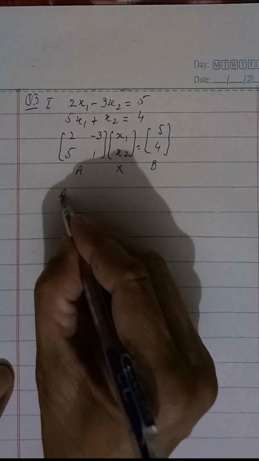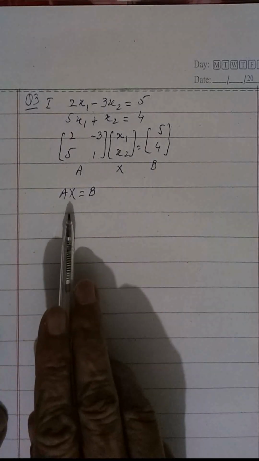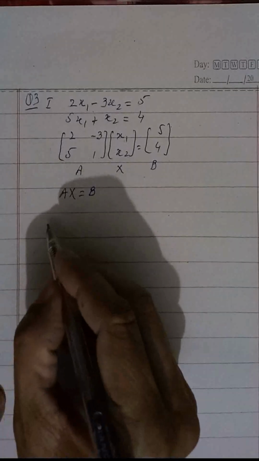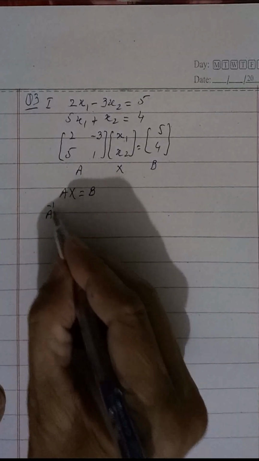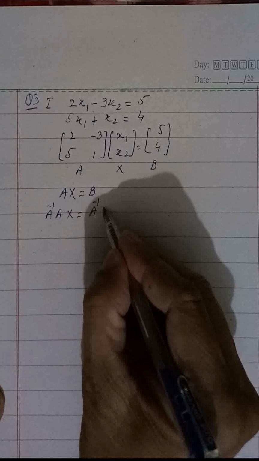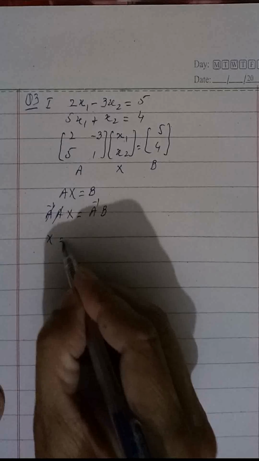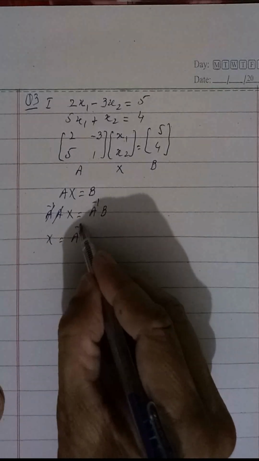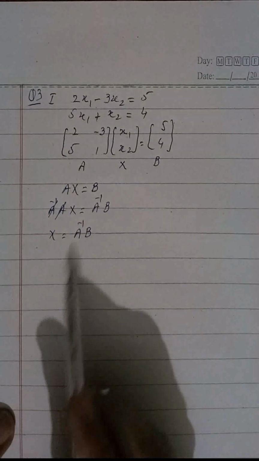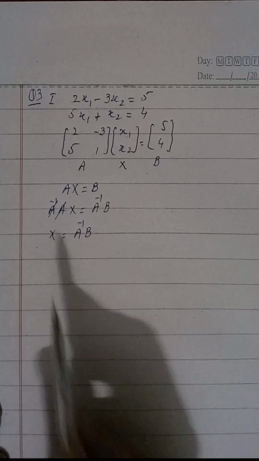It means AX is equal to B. Now we find the value of the X matrix, meaning x1 and x2. Here we solve A inverse A X is equal to A inverse B. A inverse cancels with A, so X is equal to A inverse B. It means we solve the matrix A inverse and B, and then find the values of x1 and x2.